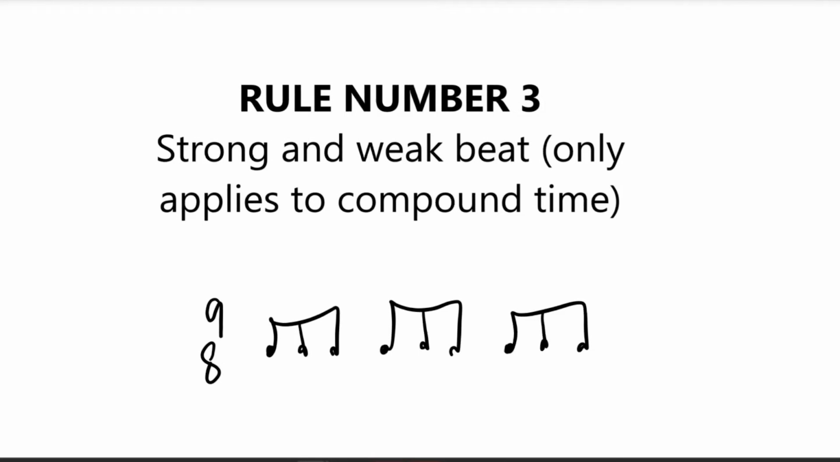This final rule only applies to compound time signatures, and those are the ones that are grouped into threes, like this one is here. If we take a closer look at one of those groups, just focus on this group here, because there's an uneven amount of notes in here, we have to think of it as a strong beat and a weak beat. It's like the first portion of these quavers has been given slightly more importance than the final beat at the end.